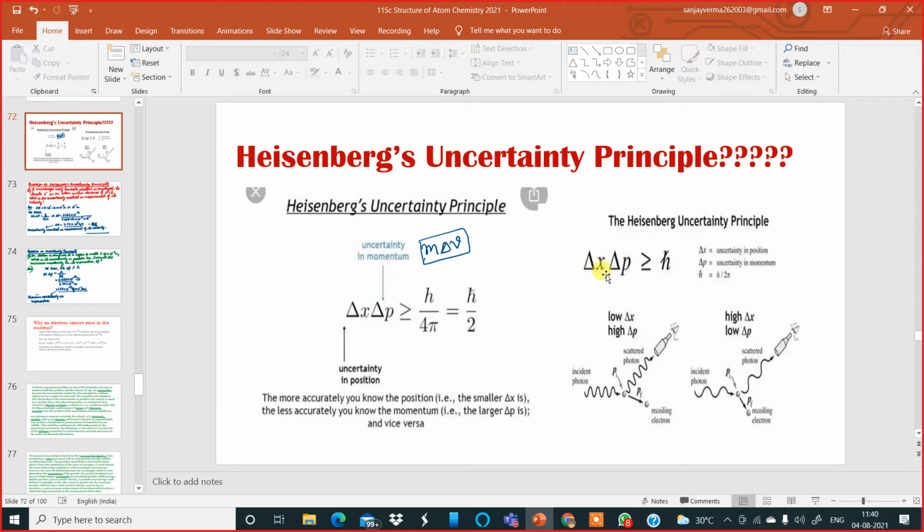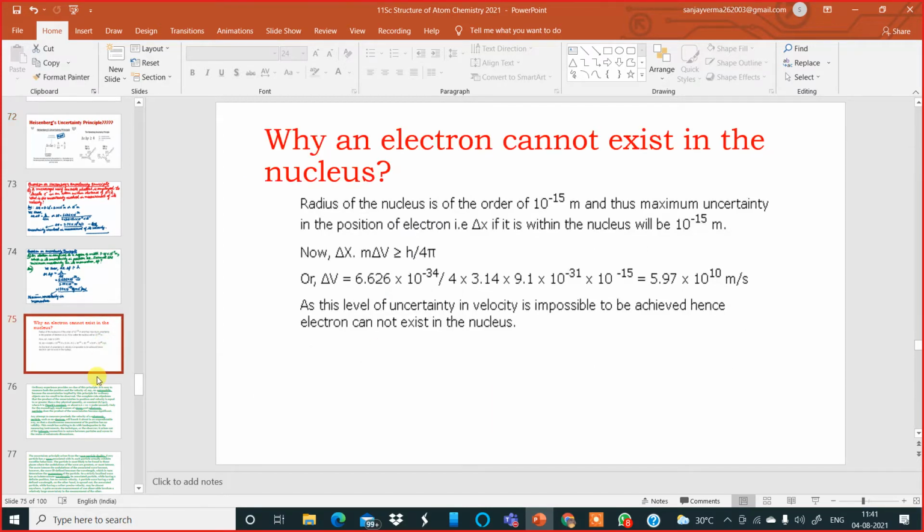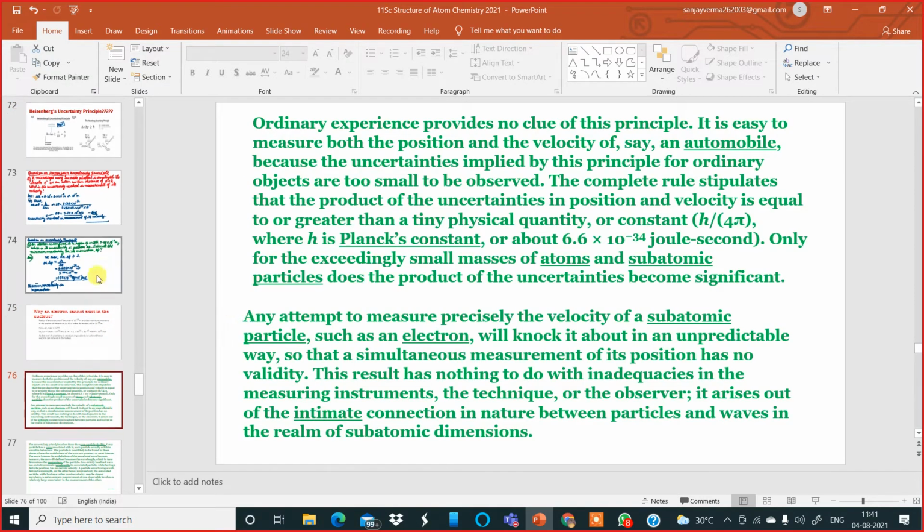So delta x into delta p is greater than or equal to h. This h has a slash over it. This slash means h by 4 pi. Now this equation comes under the study of Heisenberg's uncertainty principle. Okay, now moving to our next slide. It is given in detail.